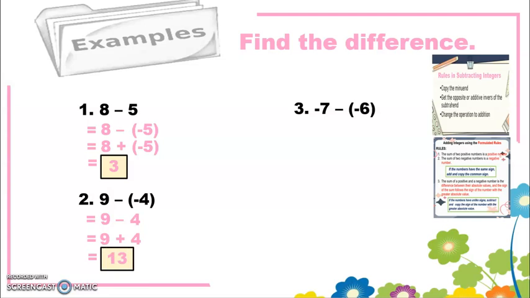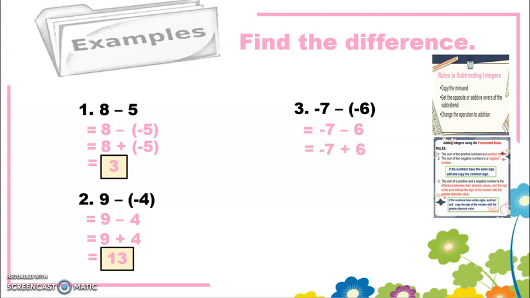Okay, number 3. Negative 7 minus negative 6. First thing to do here, first nga rule, we have to copy the minuend, which is negative 7. Then, minus, copy lang anay. Second, get the opposite of the subtrahend. Opposite of the subtrahend is, ilagay negative 6 becomes positive 6. And then, third, change the operation to addition.